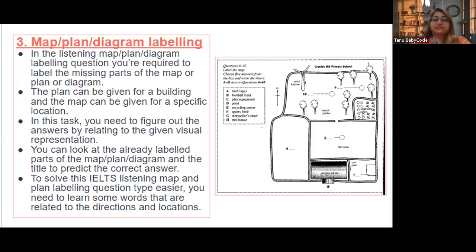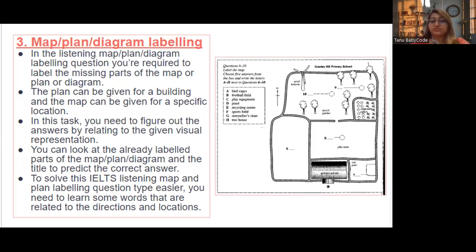Now, for a better understanding, you can look at the already labeled parts of the map, and the title also, so that you can predict the correct answer, because already labeled parts will help you in identifying the missing parts. So you can see the question here.